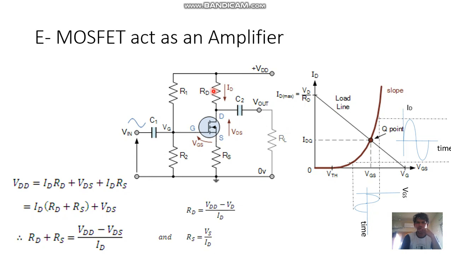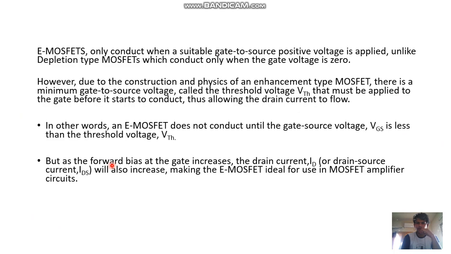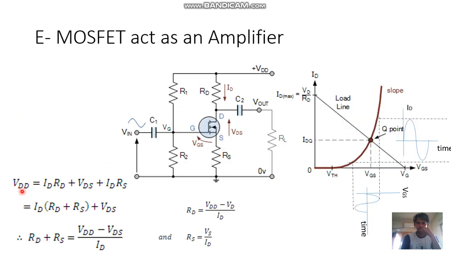Hope you understand. RD is the drain resistance, RS is the source resistance, R1 and R2 are potential dividers. We have a VD, but we need only VG. To reduce VD to VG, you have to divide the potential with the voltage divider rule. Vg is equal to VDD into R2 by R1 plus R2. Or you can see VDD equal to IDRD plus VDS plus IDRS.